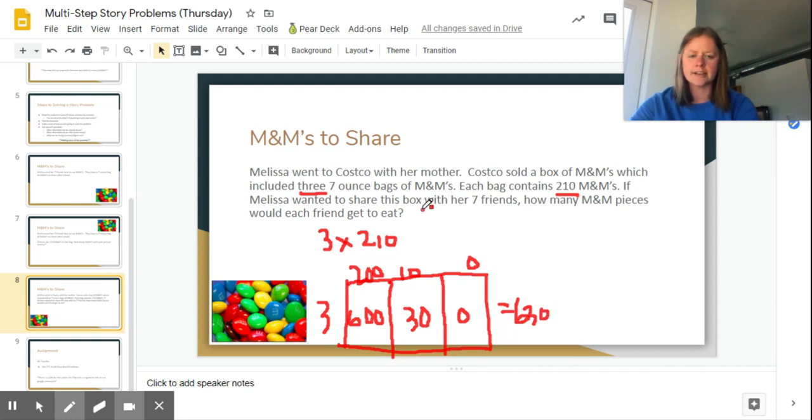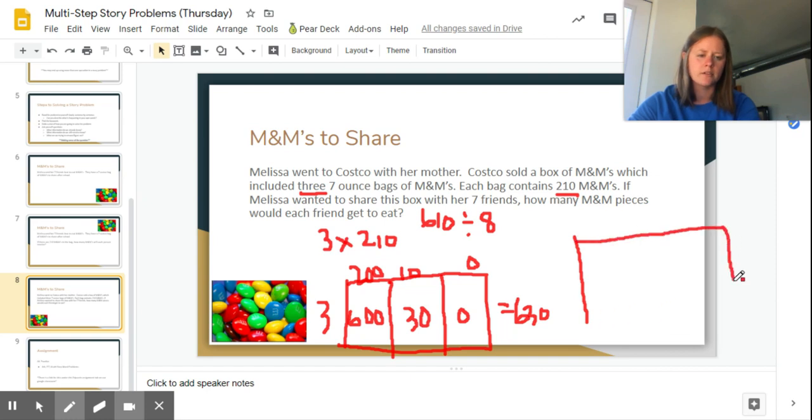So 630 M&Ms. How many people are sharing those 630 M&Ms? 8, because it's Melissa and her 7 friends. Once again, it's 8. Okay, so you're going to end up doing 630 divided by 8. Now you're going to do the same thing we did on the last problem. This will tell you how many each friend gets.